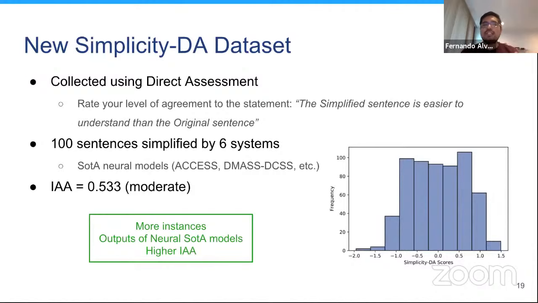In general, in NLG, inter-annotator agreement is a little bit low, and in simplification in general, we always expect not very high inter-annotator agreement. So yeah, it's mostly because of the subjective nature of what simple is.